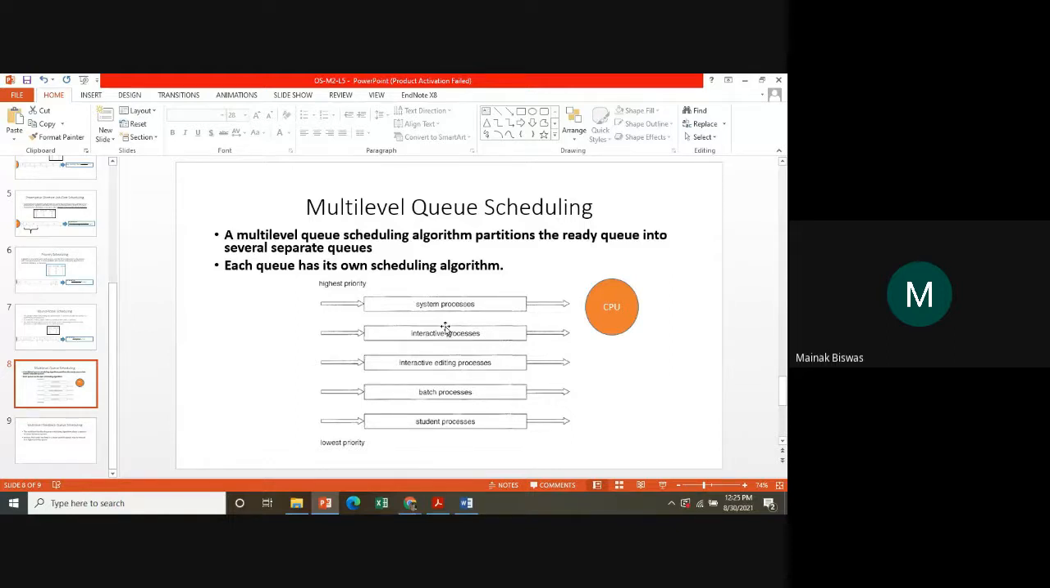They will always wait for a much more amount of time. So they will never get the CPU if the system processes never stop executing. Similarly, if all the above four system processes don't stop executing, the student processes will never get the CPU again. So we divide the queue into level queues, right?